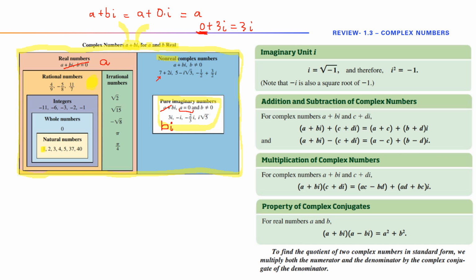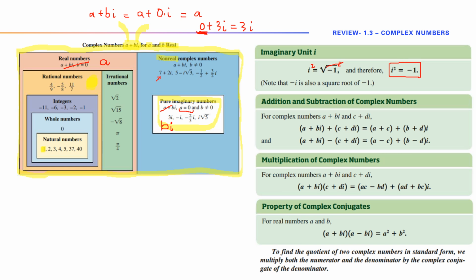Now, i is equal to the square root of -1. If we square both sides, the square root and the square cancel out, so it's left with -1. That's why we have i squared equals -1.